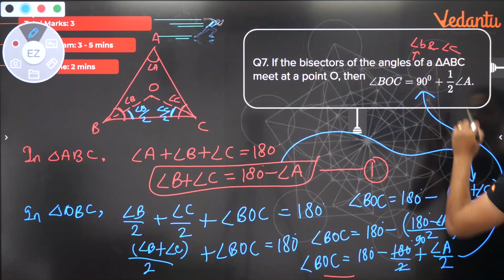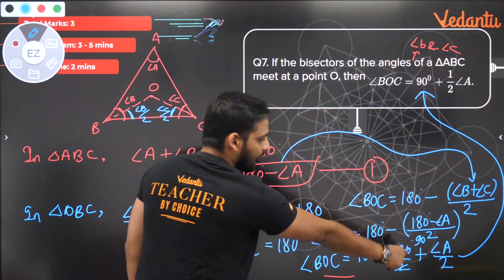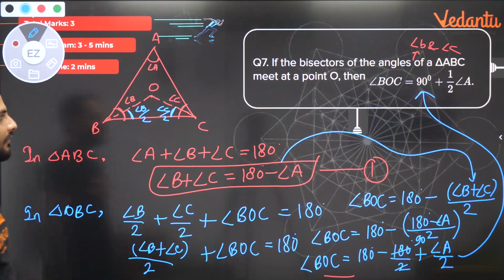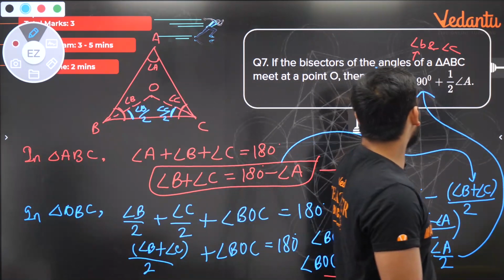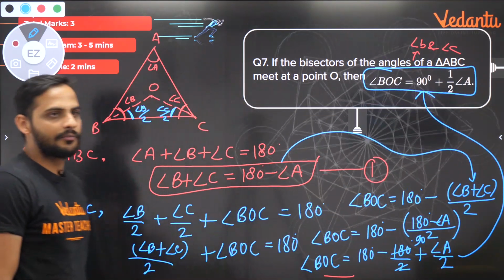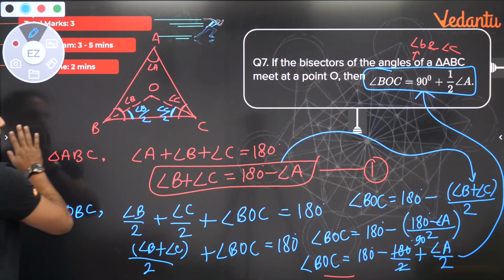So angle BOC is equal to 90 plus A by 2. See, 180 minus 90 is 90, plus that half of angle A, which is A by 2. So from here we can say that angle BOC is equal to 90 plus angle A by 2. Understood? A very easy proof, but very important. This question is very important. Okay bachcho, chalo, let's move to the next question.